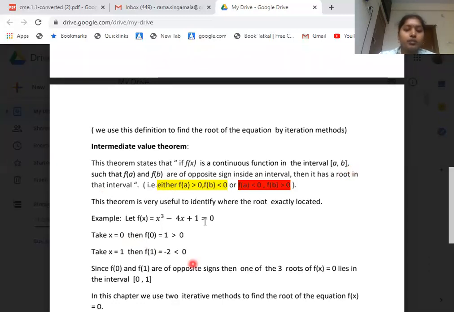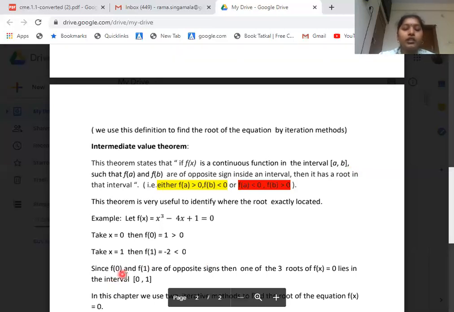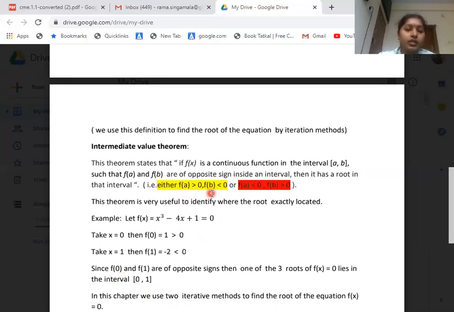So in this example, we have identified that there is one root of the equation x^3 - 4x + 1 = 0 that lies in the interval [0, 1]. Similarly, to find another two roots, we need to choose x values randomly, and then we need to pick up the values such that f(a), f(b) are of opposite signs.